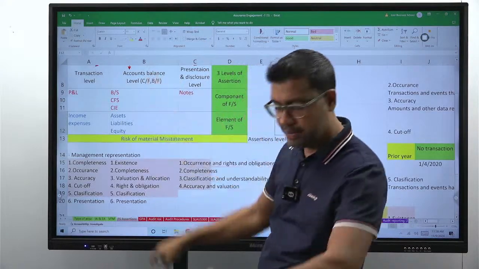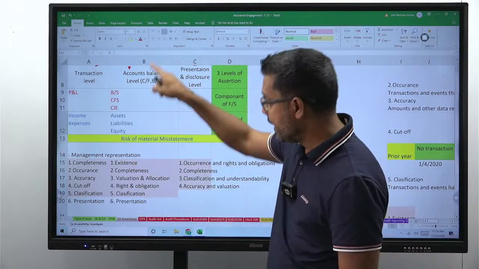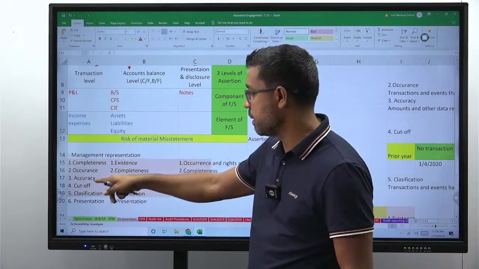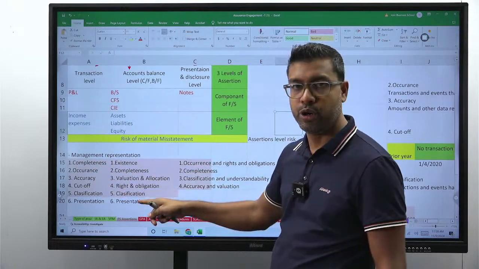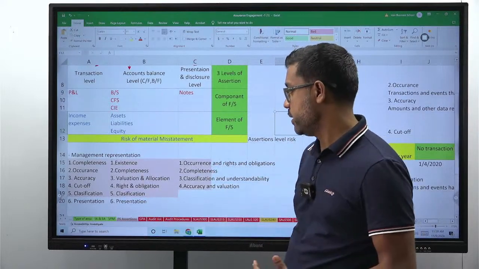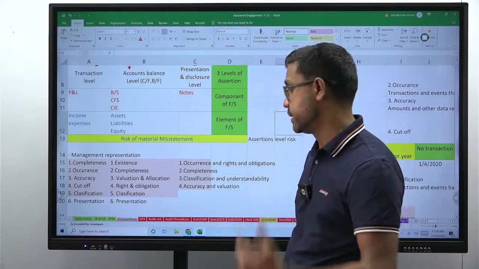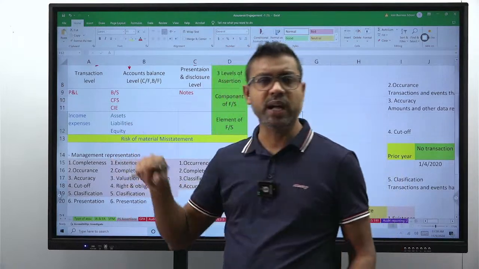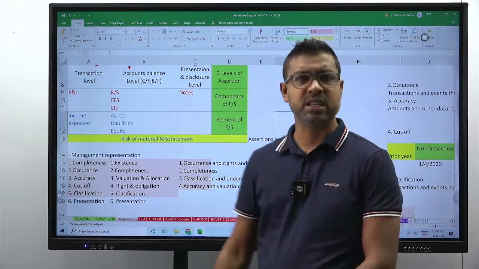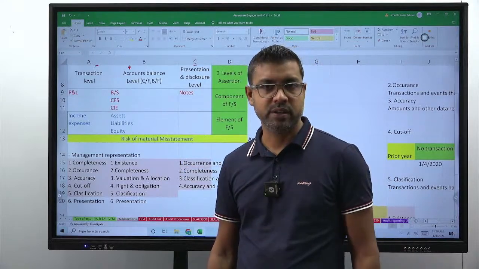When it comes to account balance level assertions, you can again see some similar assertions that are applicable for transactions and also applicable for account balances. But let me explain the other assertions. Existence. You can't see existence under transaction level, but you can see it under account balance level. Why is it specific to account balance level?